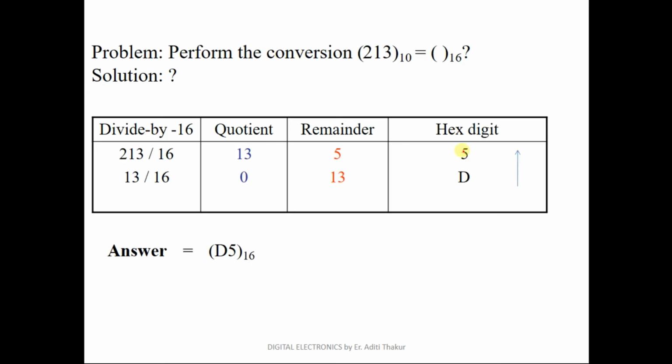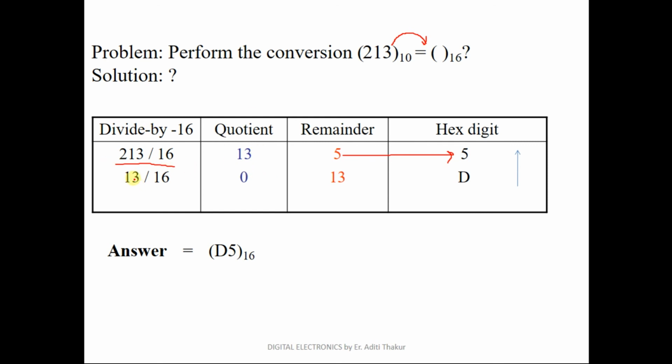This can be understood with the example given here. 213 is a decimal number, and we have to convert this 213 into a hex number. Firstly, we divide 213 by 16. By this division we get quotient 13 and remainder 5. This remainder will be taken as a hex digit.